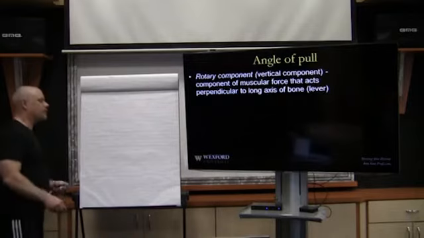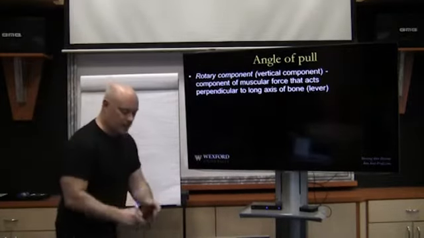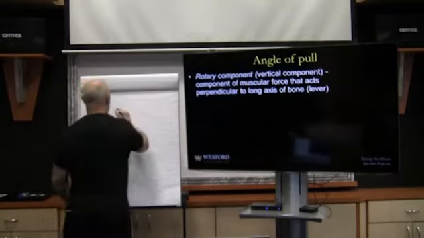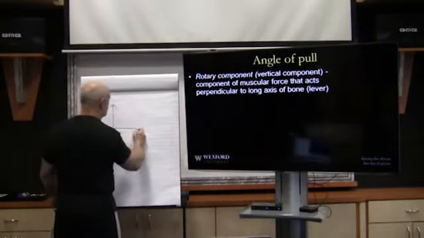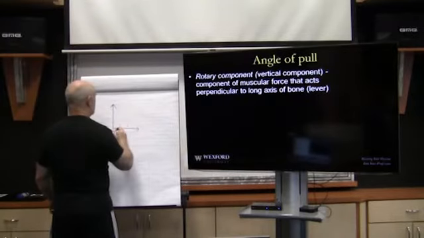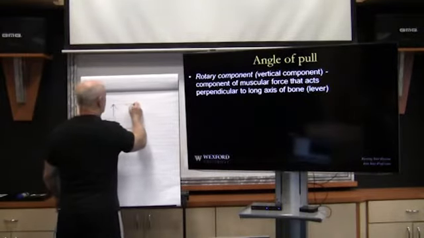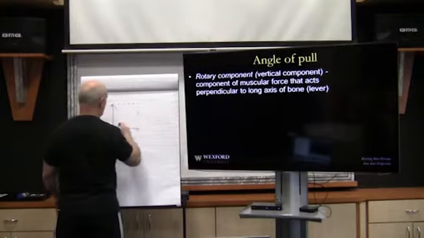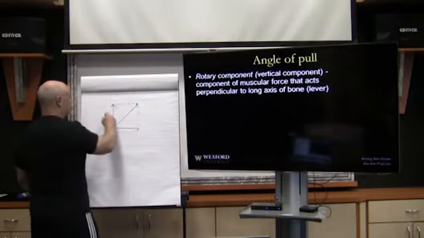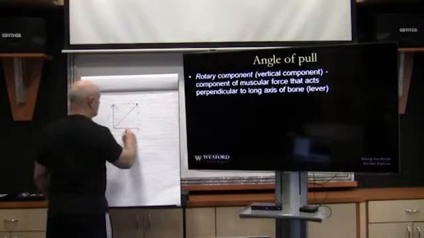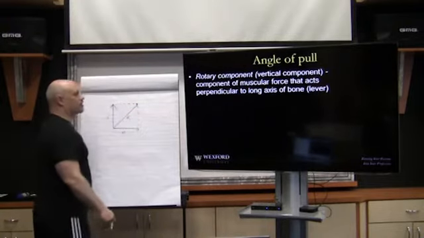Let's look at this. If we look at that, we have a vertical and horizontal component. So if we do vector resolution, we can see the resultant vector would be right there. So this is vertical, this is horizontal, and this is the resultant force.